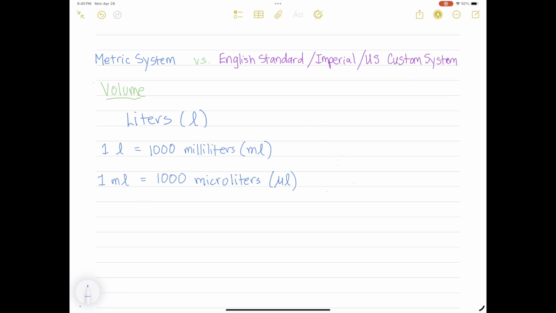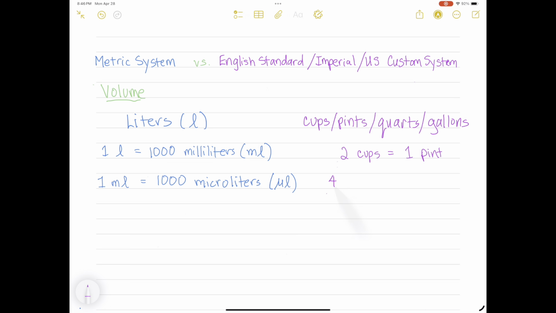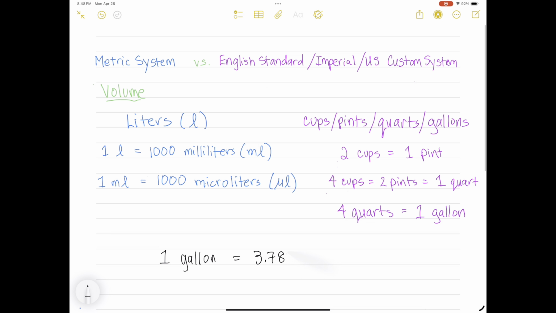In the English standard system, volume is measured by cups, pints, quarts, and gallons. 2 cups equals 1 pint. 4 cups equals 2 pints, which equals 1 quart. And 4 quarts equals 1 gallon. In comparing the English standard system to the metric system when measuring volume, 1 gallon equals 3.785 liters.